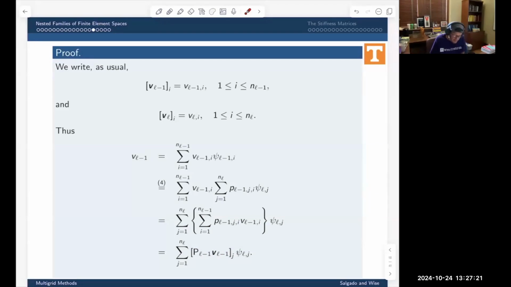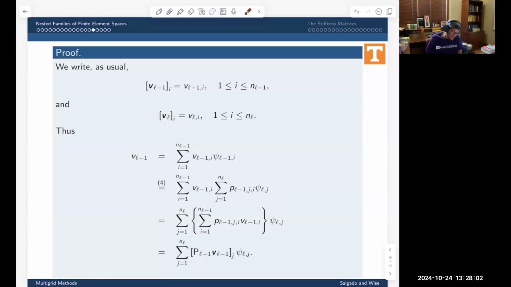As usual, if we want the ith component of boldface v_{L-1}, then that's that element there. And if we want the ith element of v_L, similar sort of thing. Notice that because this is the coordinate vector with respect to the basis B_{L-1}, there are precisely N_{L-1} of these coefficients. And because this is its coordinate vector in the space V_L, or with respect to the basis B_L, it has N_L components in its coordinate representation.